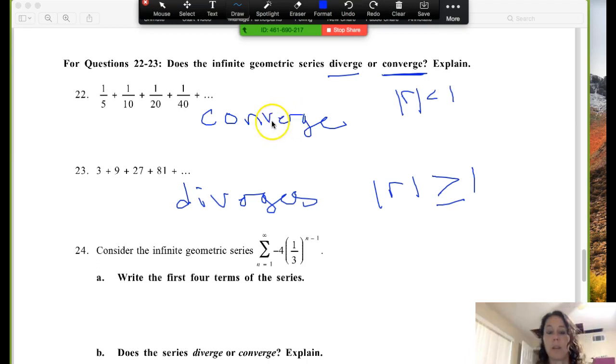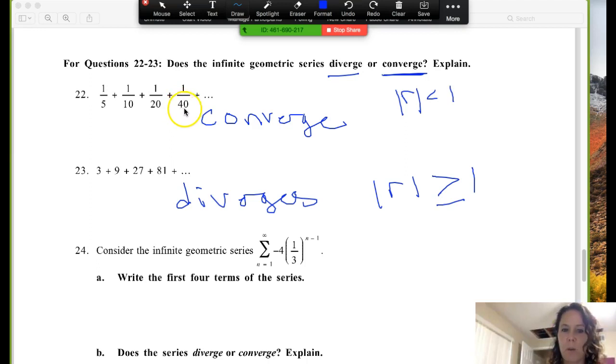Okay, so just remember it converges if you have a fraction here. I mean, the absolute value of that common ratio is less than 1, which means you could have a negative or positive fraction. That will converge because as that denominator gets bigger and bigger, these numbers get smaller and smaller.